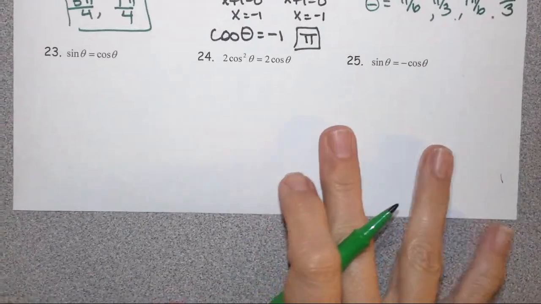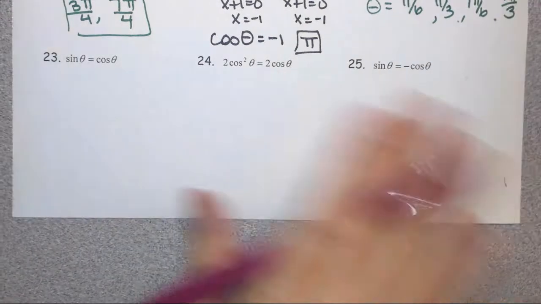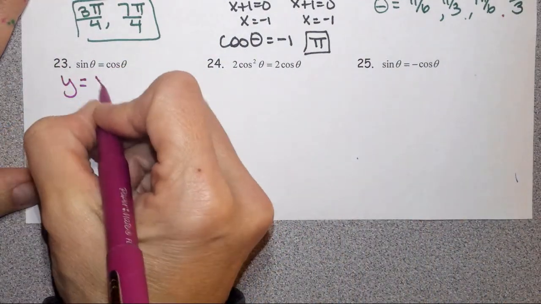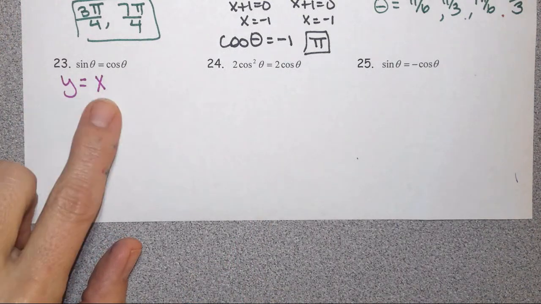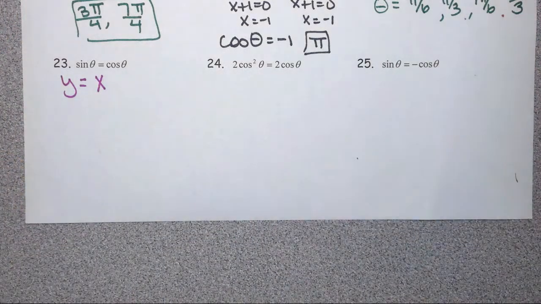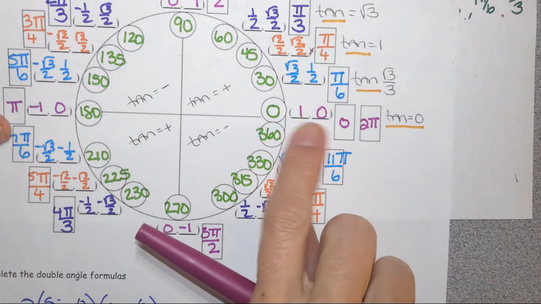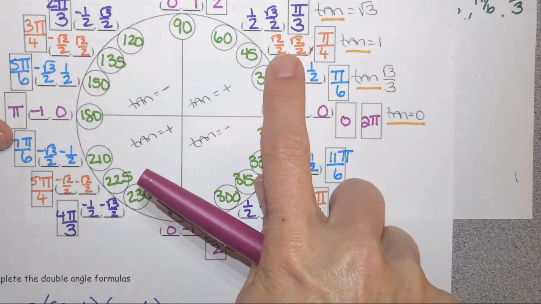Okay. Number 23 is asking me, when does sine theta equal cosine theta? Well, sine theta just means y, cosine means x, so where on the circle does the y value equal the x value? I'm going to take a peek at my circle. They're not the same right here. They're not the same right here. Oh, they're the same right here at pi over 4.